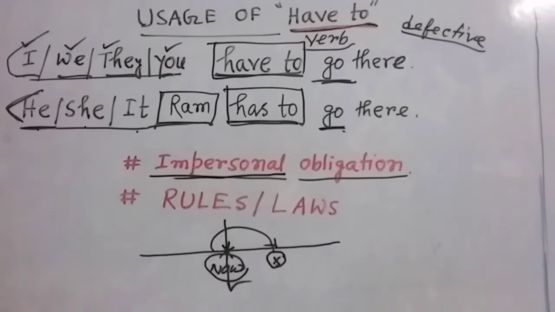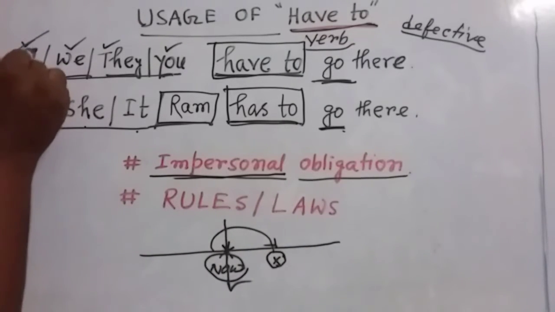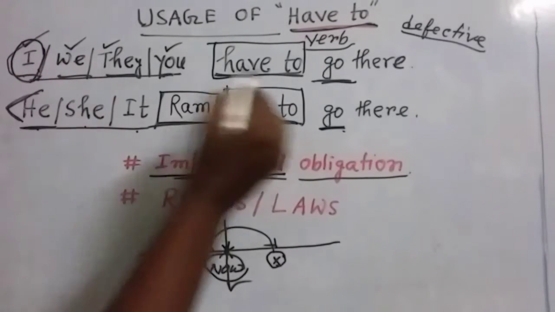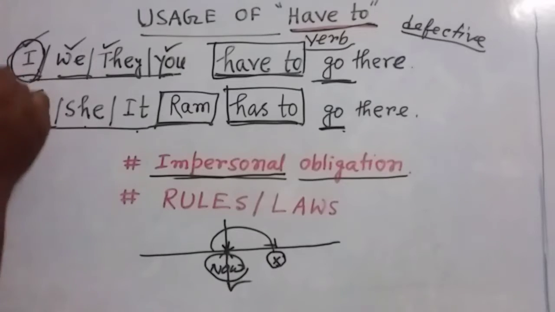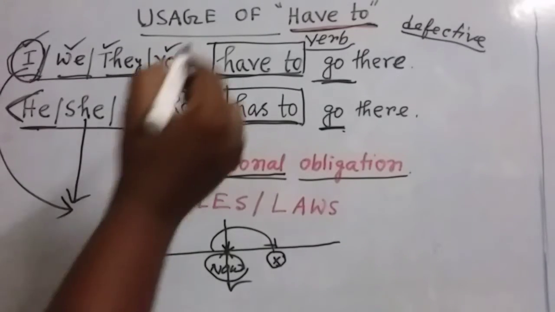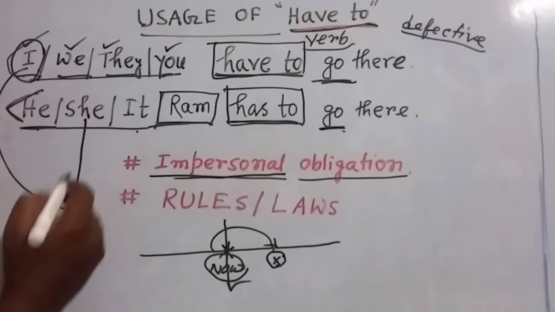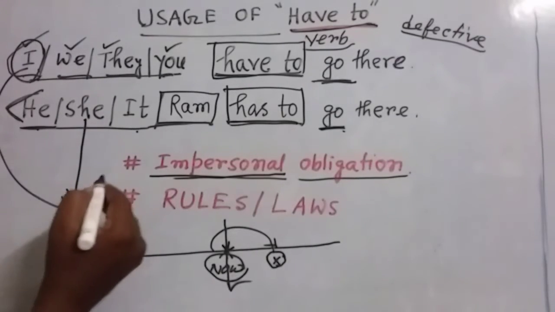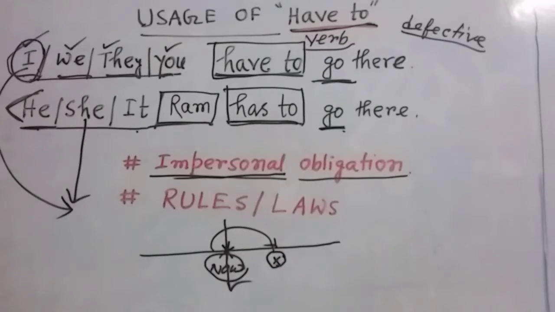Now what does impersonal mean? Here, my dear friends, impersonal means that the subject, suppose I is the subject here, "I have to go there", it means this person, or the subject, any kind of subject, is obliged to do this activity. These persons are obliged to perform this activity. It is not dependent upon their wish.